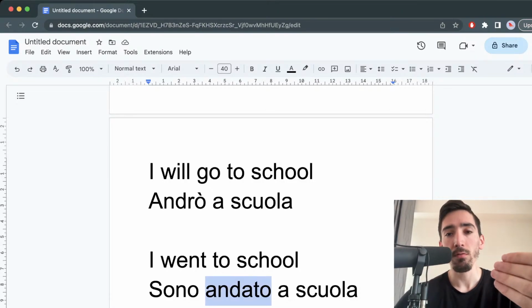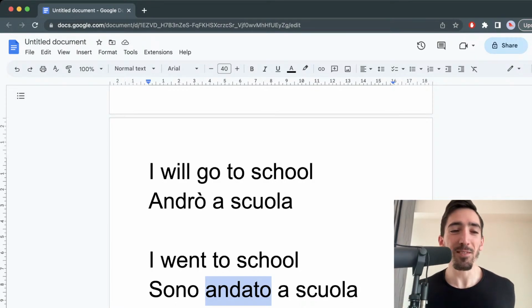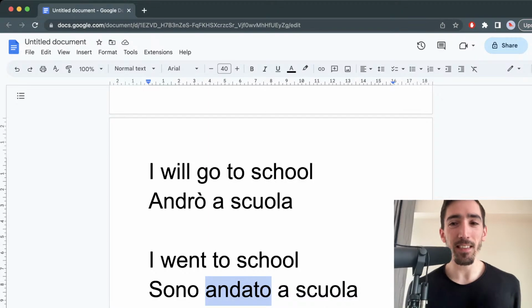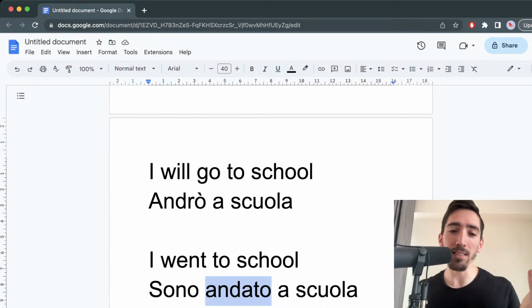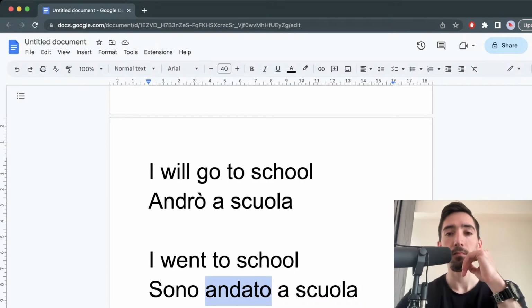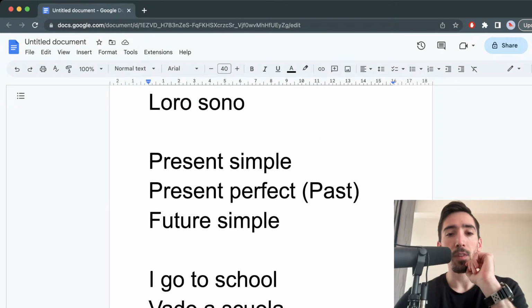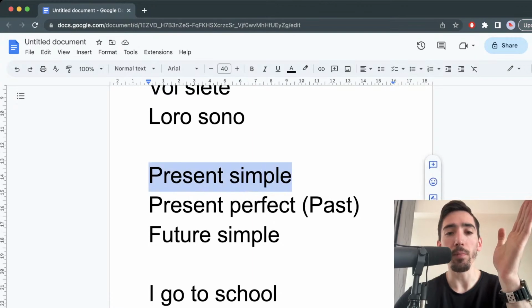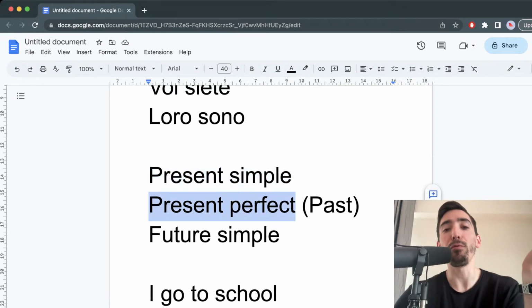And andato, the past participle, is always the same for any verb. So this is the thing, right? Once you learn the present simple of to be and the present simple of to have, then all you need is the past participle. And the past participle of any verb is trivial. Andare, andato, mangiare, mangiato. You only have 3 versions, right? Are, ere, ire. So very, very trivial. So if you study the present simple of the verb to be, you get the present perfect for free.